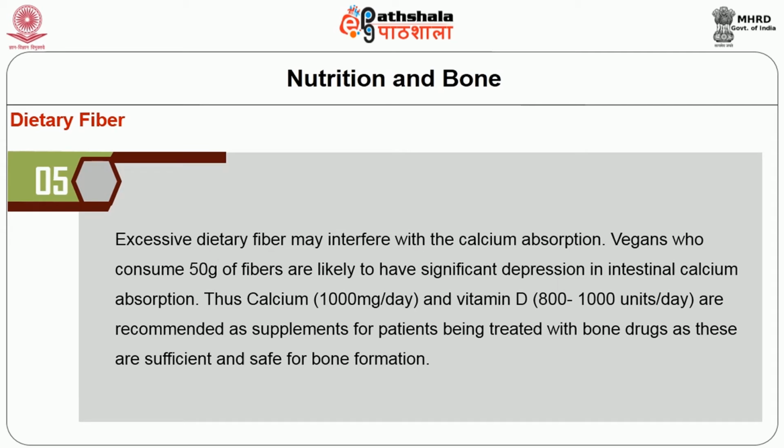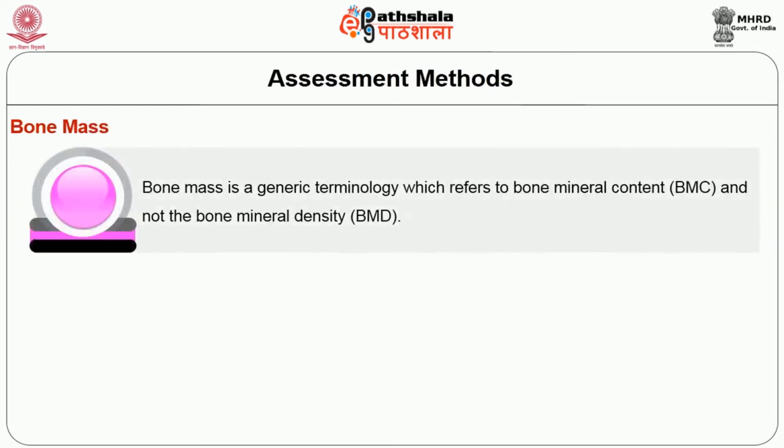Dietary fiber, when excessive, will also interfere with calcium absorption. Vegans who consume 50 grams of fiber are likely to have significant depression in intestinal absorption. Thus, calcium at 1000 mg per day and vitamin D at 800 to 1000 units per day are recommended as supplements for patients. Remember to do the same for your patients who are being treated with bone drugs, as this is sufficient and safe for bone formation.